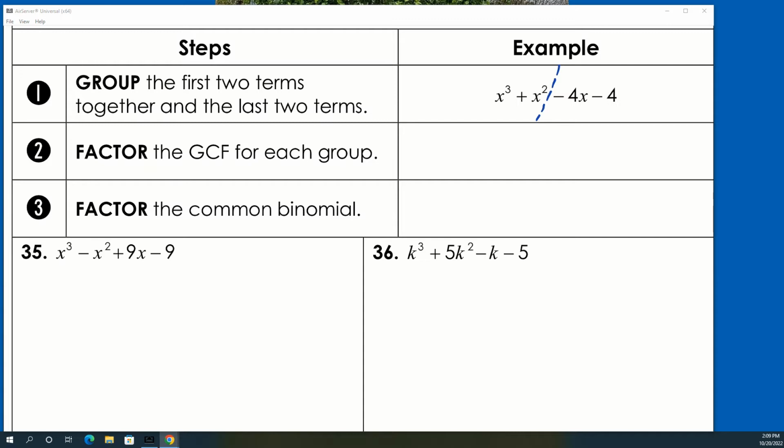Okay, and then step 2, you're going to factor the GCF from each group. So looking at what's in front of that dashed line, what can you factor out? What's a common factor? X to what power? Second power, good. All right, so we put it outside a set of parentheses, and then we're going to factor x squared out of both of those, which means it's like you're dividing by it, so you're subtracting 2 from each of those exponents. So that's going to be x.